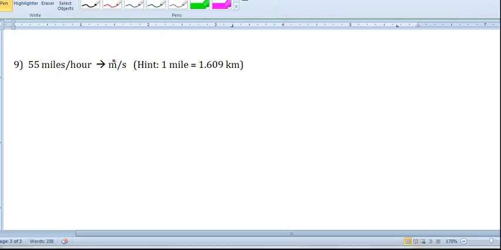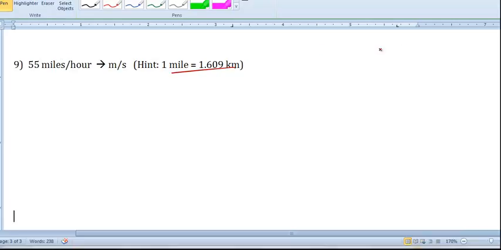Okay, 55 miles an hour. You're driving the speed limit, and you want to know, well, how fast would that be in meters per second? All right, and here's a hint to help you relate a mile to a kilometer. Okay, so let's take this one step at a time. So there's two conversions that you got to do here.